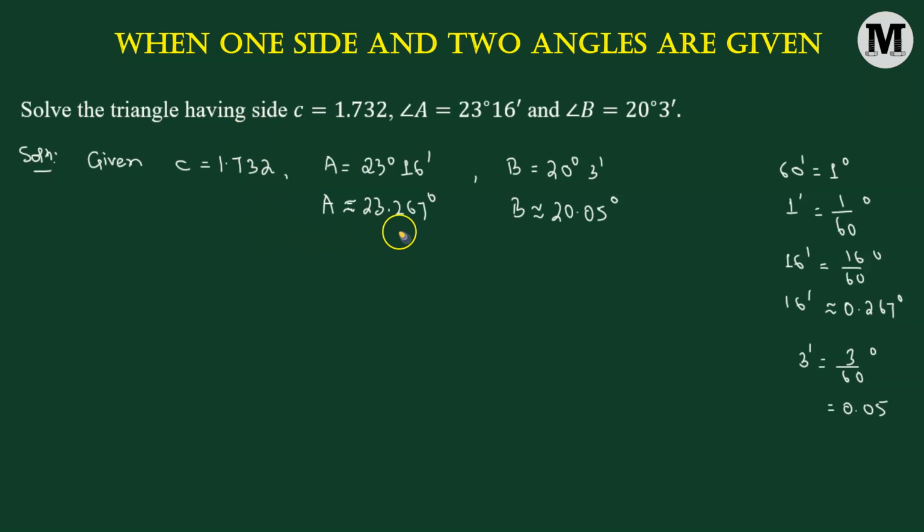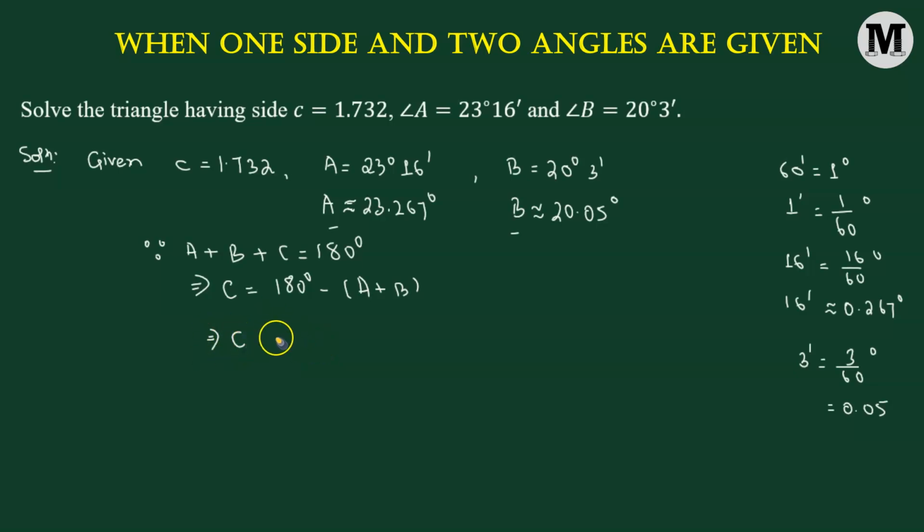Before going to the sides, we can find the third angle, angle C, because we know that angle A plus angle B plus angle C equals 180 degrees. So the third angle C must equal 180 degrees minus angle A added to angle B. We have the values of angle A and angle B, so we substitute them here. This gives us the measure of C, which comes out to be approximately 136.683 degrees. We're going to use this value, 136.683.